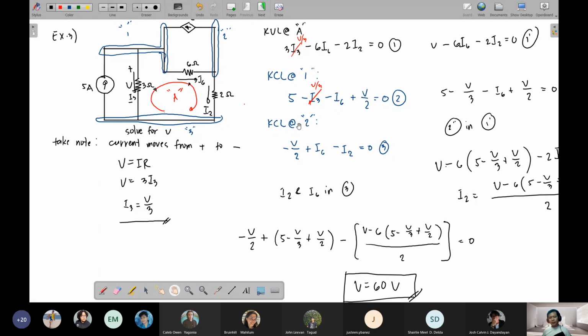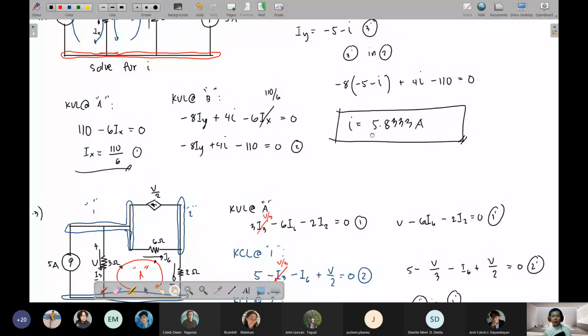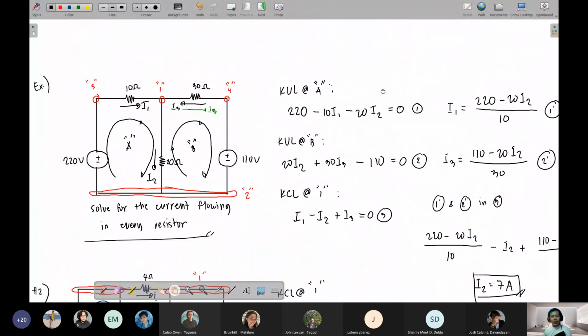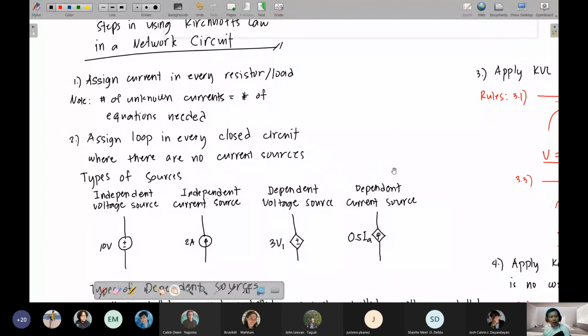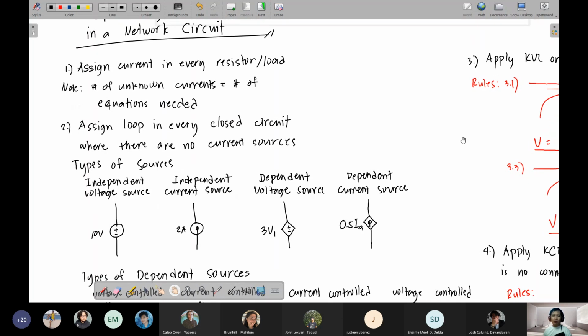No questions. These are different examples and different scenarios, but they were solved using the steps I've given you. You are free to use these steps as a guide to solve a circuit using Kirchhoff's Law, or you can make your own procedure, as long as the same rules of KVL and KCL are applied. Your procedure is still valid.